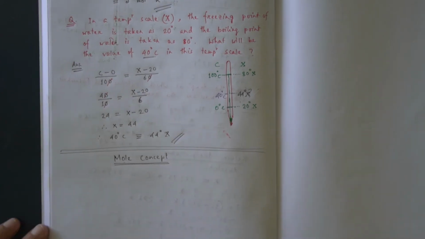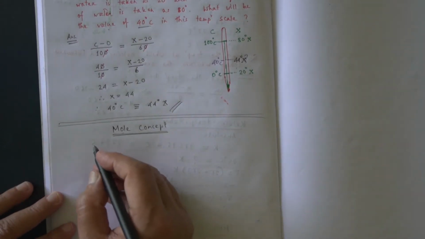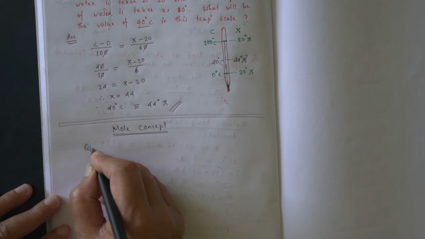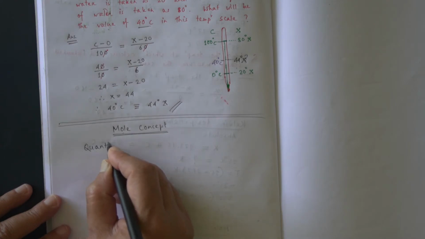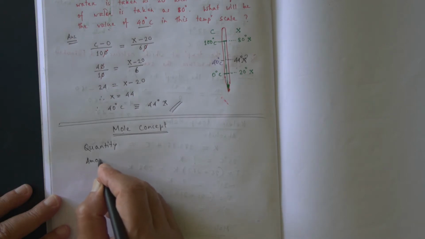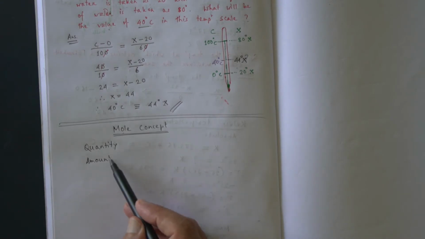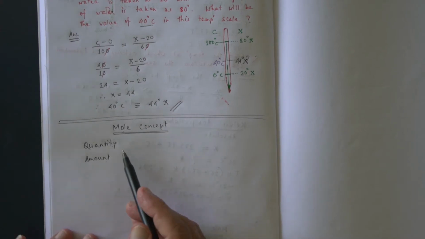Okay, now let us start mole concept. Okay, now you know quantity and amount. These are two English words.